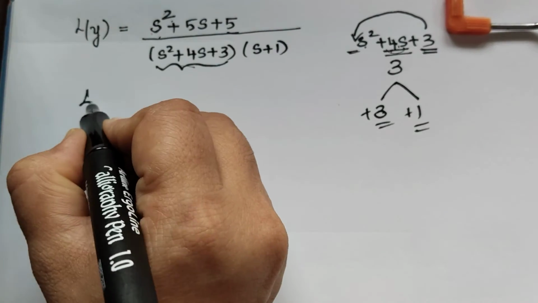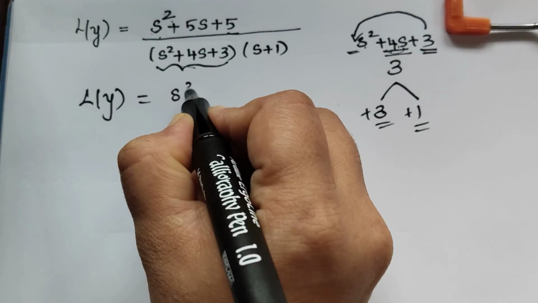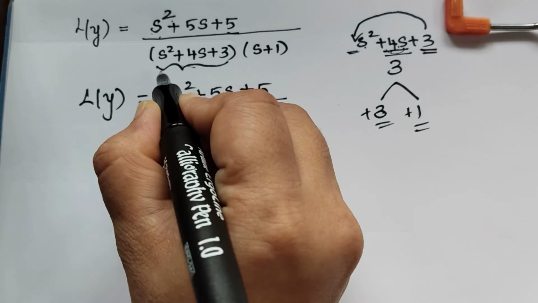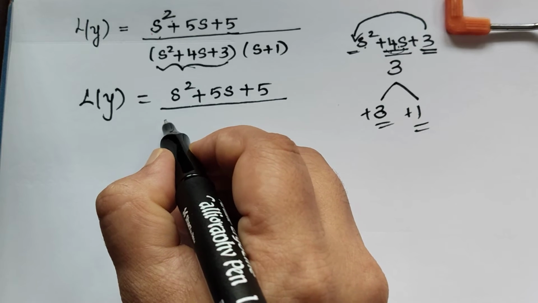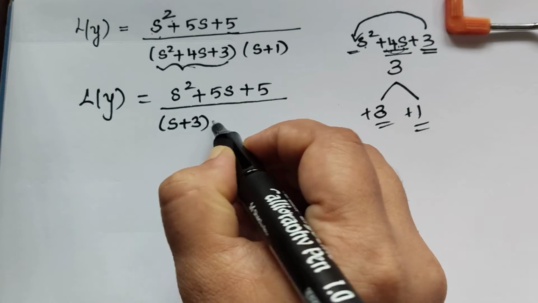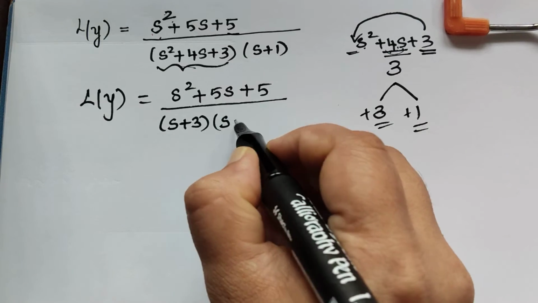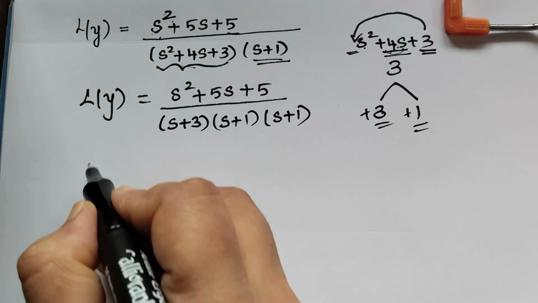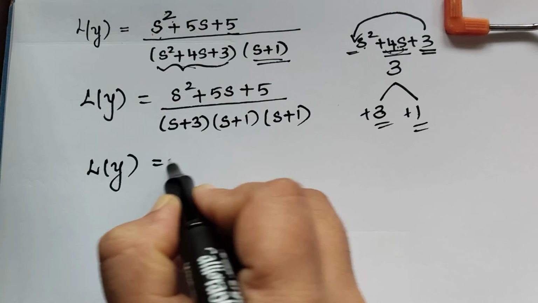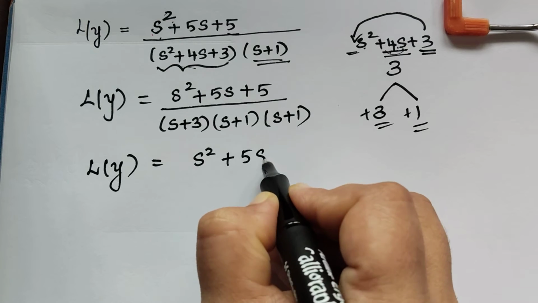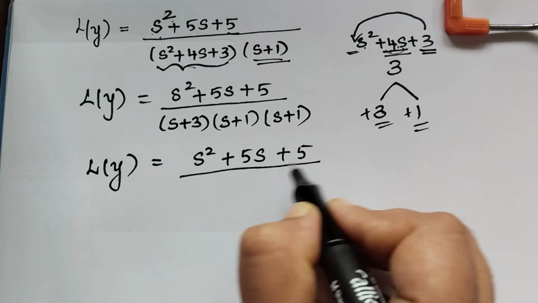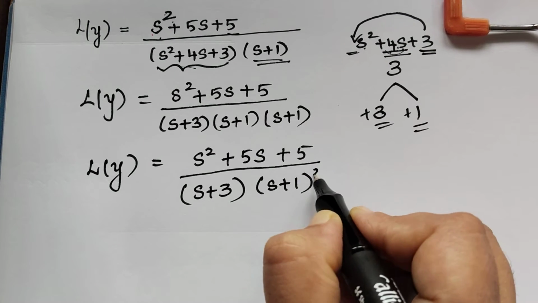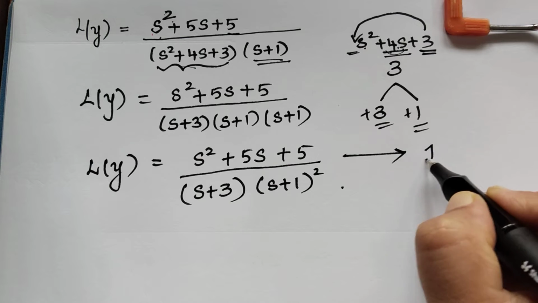So therefore L of y will be equal to the numerator s squared plus 5s plus 5 divided by, now we have found the factors for this, so we can write it as s plus 3 multiplied with the other factor, s plus 1, and we have this s plus 1. So that one we will write: s plus 1. So therefore L of y is equal to s squared plus 5s plus 5 divided by s plus 3 multiplied with s plus 1 the whole square. So let us mark this as equation 1.